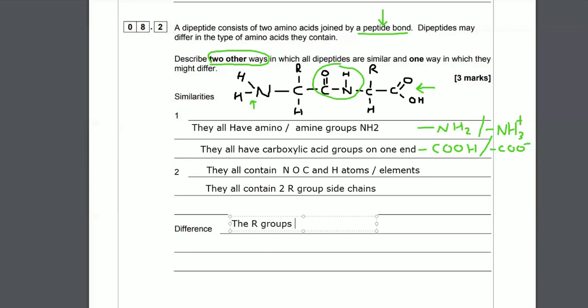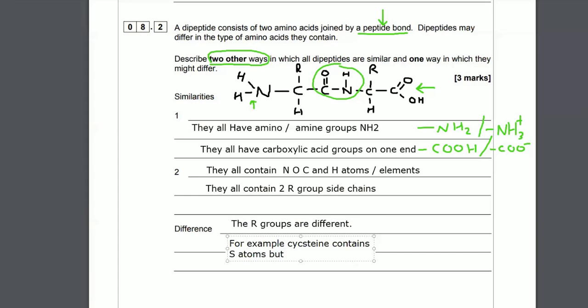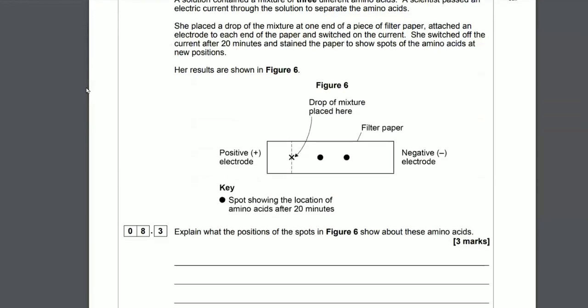Now, what's the difference that all dipeptides will have? The real only difference is in the R groups. You can have different R groups. Of course, you could have the same R groups. You could have a dipeptide made of 2 glycine amino acids. But for example, the R groups can be different because you could have something like cysteine that contains sulfur atoms. Excuse my spelling there, that's not how you spell cysteine. And you could have glycine, which doesn't have a sulfur atom in it. So the structure and the constituents of the R groups could be different.